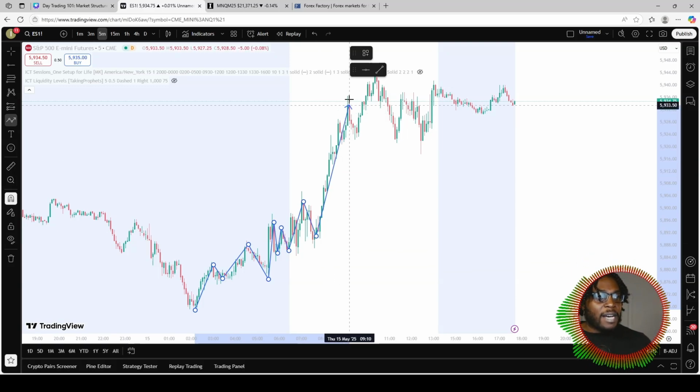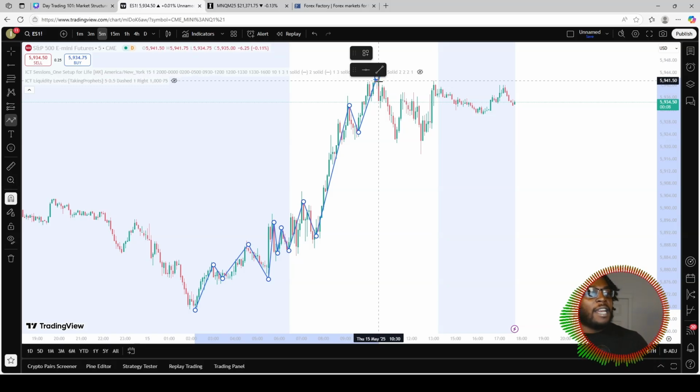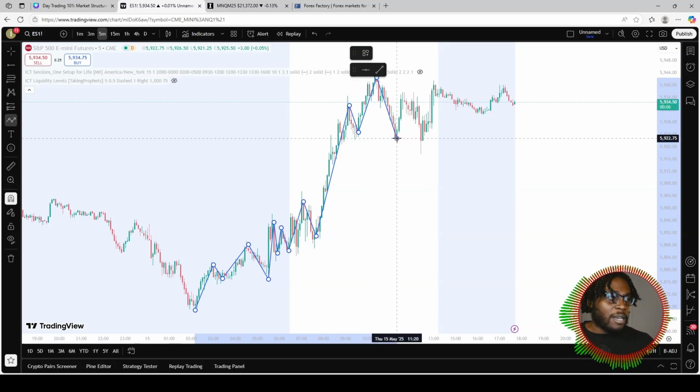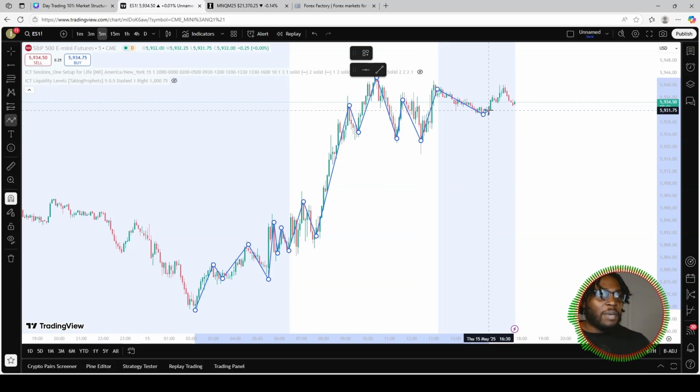And then boom, we make a higher high right there. Then we come back, make a higher low. Then we make a higher high. And then right here, we go into consolidation where we're just bouncing back and forth. Technically, we're not really making too many new highs or new lows.